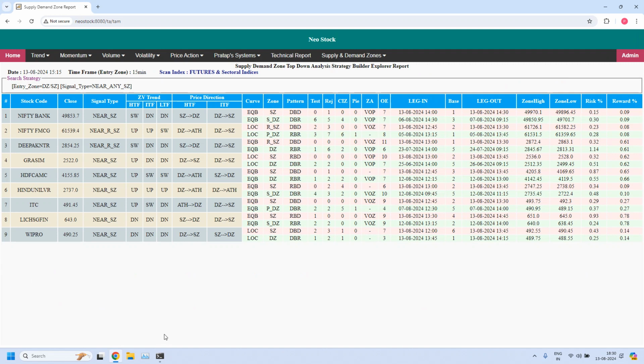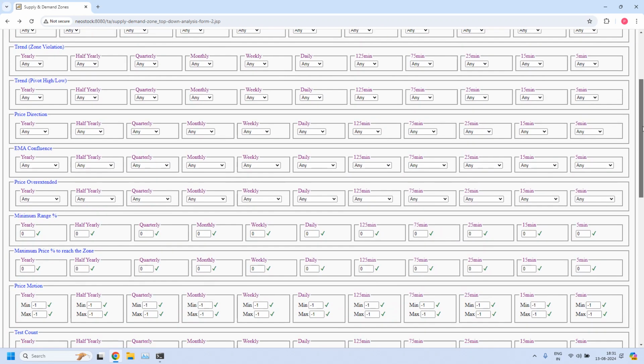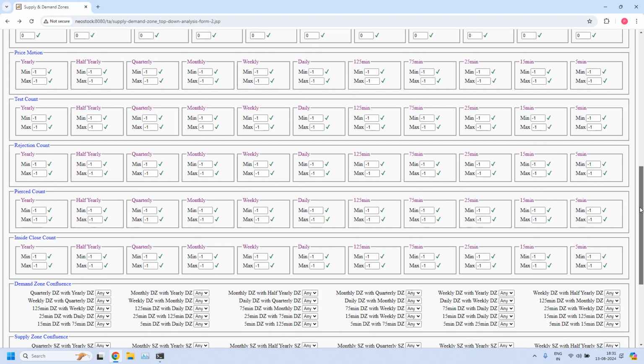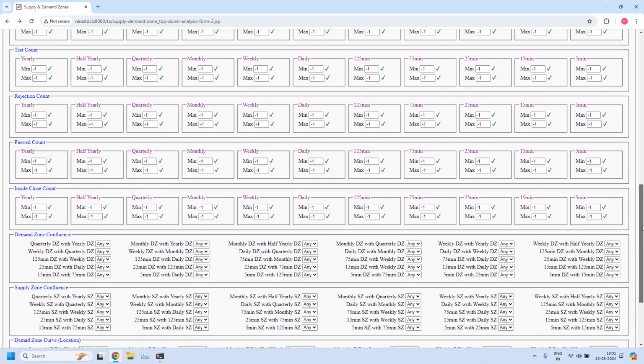Okay, the next for 15 minutes time frame, let us find the stocks near 15 minutes supply zone. 9 stocks are filtered. Let us check out of these 9 how many are having confluence with ITF time frame. That is 15 minutes supply zone having confluence with 75 minutes supply zone. So here we have supply zone confluence.